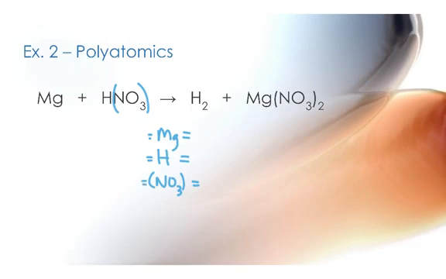Now I could separate this into N's and O's, totally fine, you're allowed to do that, but I find it's quicker to do it as a group, so I'm going to show you that strategy. So magnesiums on the left we have 1, magnesiums on the right we have 1, hydrogens on the left we have 1, hydrogens on the right we have 2. Nitrates on the left I have 1, nitrates on the right I have 2.